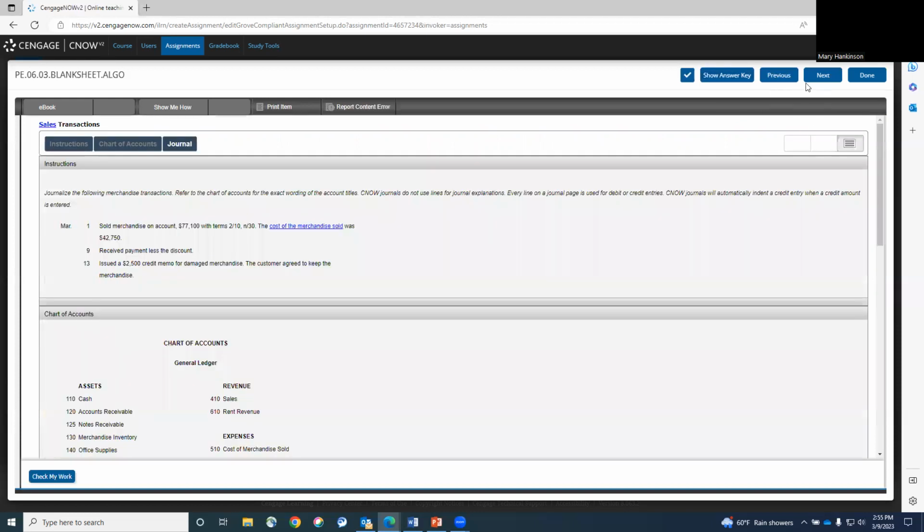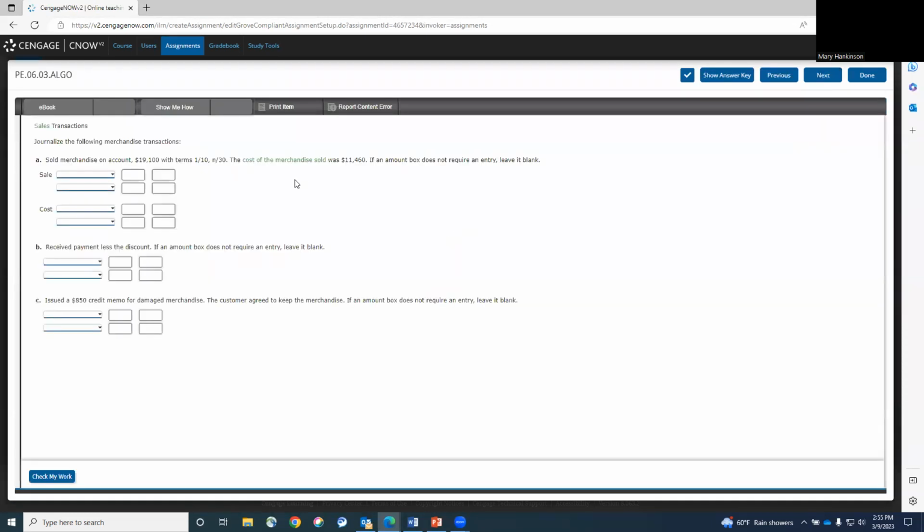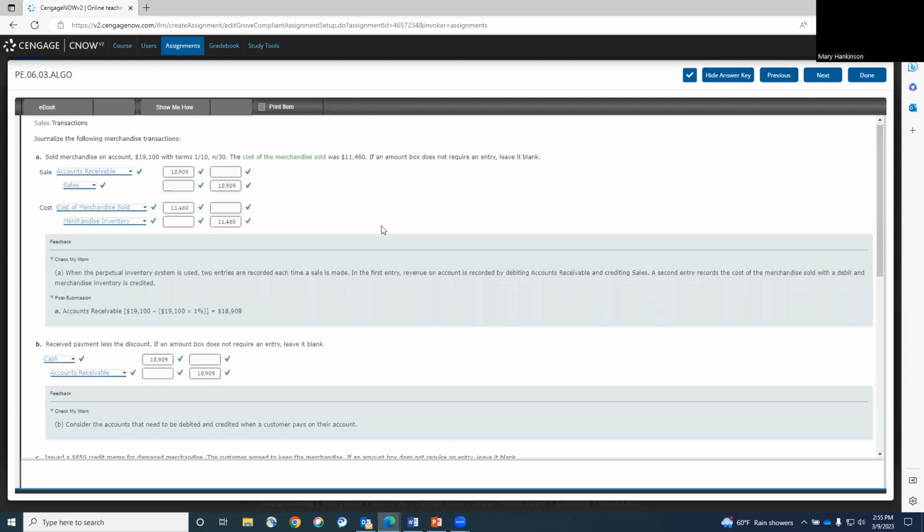Okay, so let's move on to the next problem. So this is the same problem. So we'll just quickly click on the answer key to show you the answers and the math involved. So the first, I want you to journalize these merchandising transactions. These are all sales transactions. So we sold merchandise on account for $19,100 with credit terms of 1% discount if paid within 10 days or full amount due within 30 days.